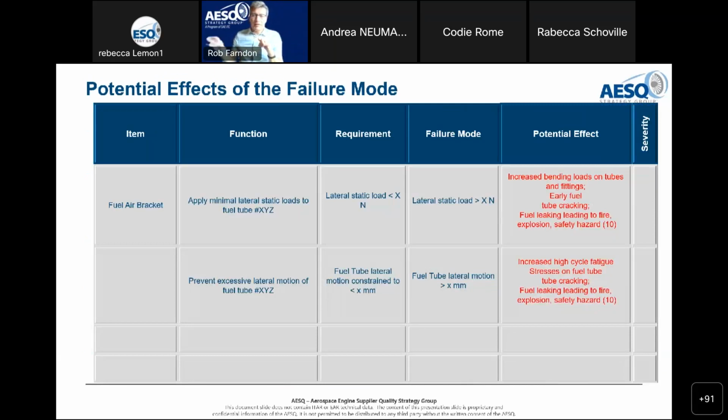interested in. So in fact, we've got two examples here that correspond to our previous example. Increased loading on the tubes and fittings, early fuel tube cracking, fuel leaking, fire, explosion, safety hazard. You can see a chain of events there. And it's kind of important. Remember, we talked about being very precise in the language. The way this thing propagates, as is indicated inside that effects column, is quite important.